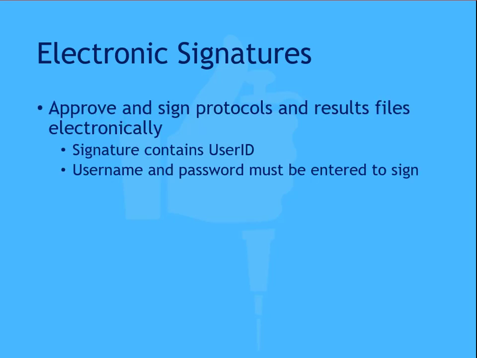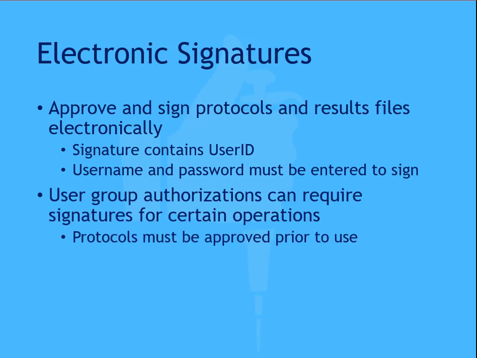Another feature of MyAssays Desktop Pro with enhanced security is the electronic signatures feature. With this functionality enabled, authorized users can approve and sign protocols and results files electronically. This functionality satisfies 21 CFR 11 requirements for electronic signatures, with each signature containing the user's unique user ID, and to sign a file, two distinct identification components must be entered, in this case, the username and password.